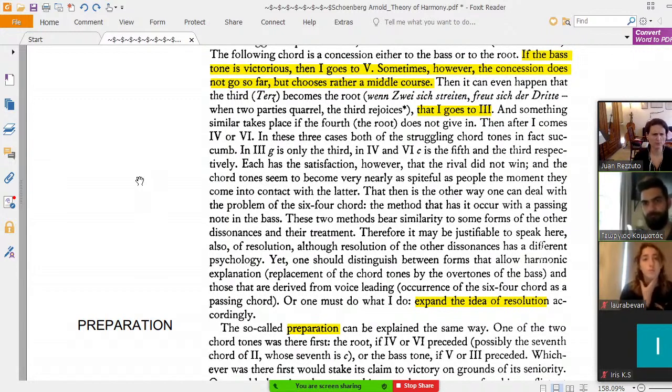And remember, I don't know if you remember, Georgie, but at some point you said, well, why does the seventh go to the third? Now, slowly but surely, we're going to see the many cases in which the third can be used.